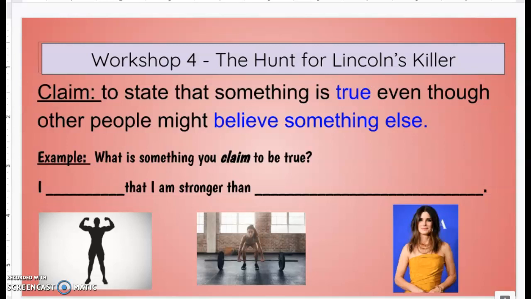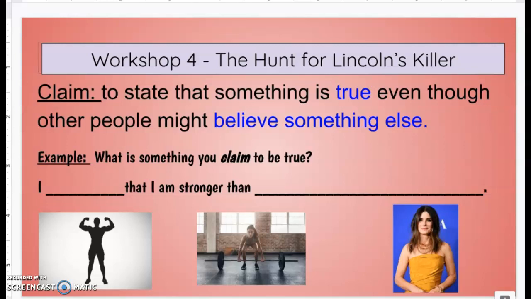So you're making a claim. You are claiming something to be true. So I want you to go ahead and finish that example. I claim that I am stronger than who? So I kind of gave a couple of bodybuilding or strength pictures.